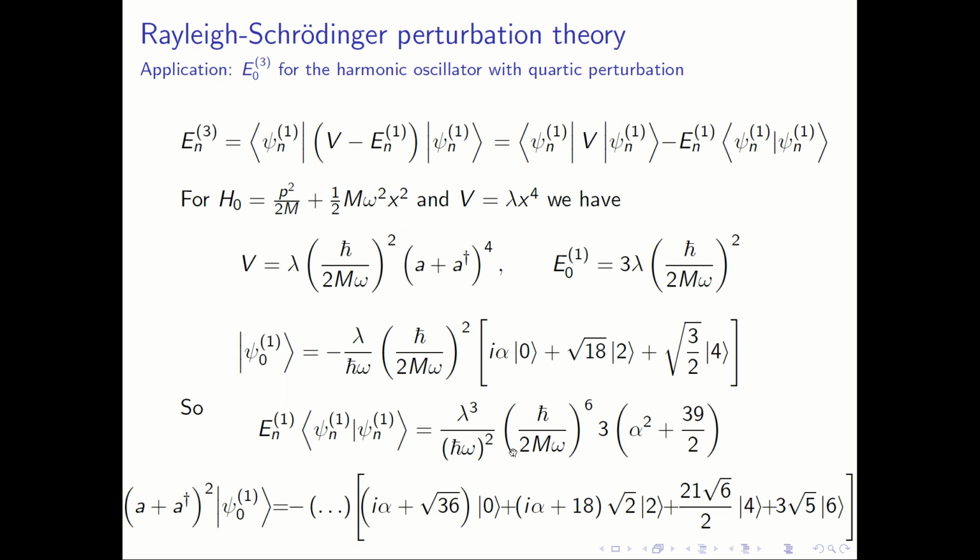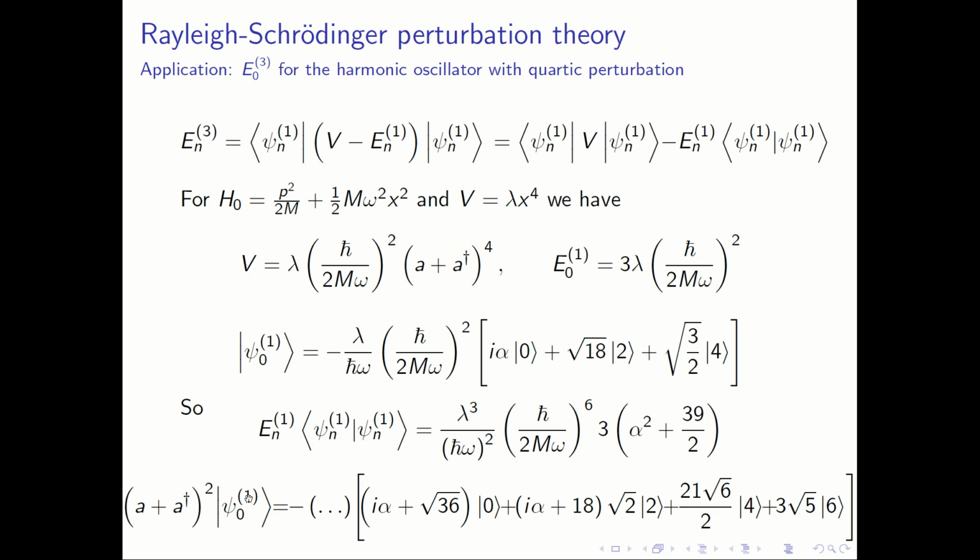What about V? So notice that we need V's matrix overlap between psi n1 itself. So instead of calculating a plus a dagger whole to the 4 acting on psi n1, all I'm doing is calculating a plus a dagger whole square acting on psi 01. Because these should really be E01 psi 01. So that's what we really are calculating. So n here is 0, of course, in this formula. And here I've just written down n equals 0 properly.